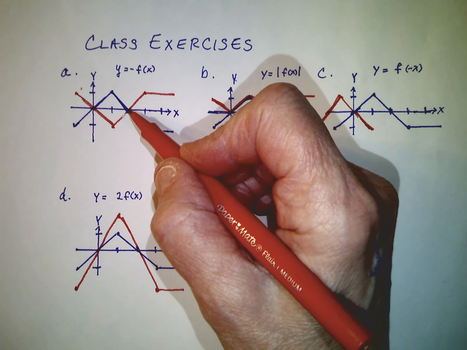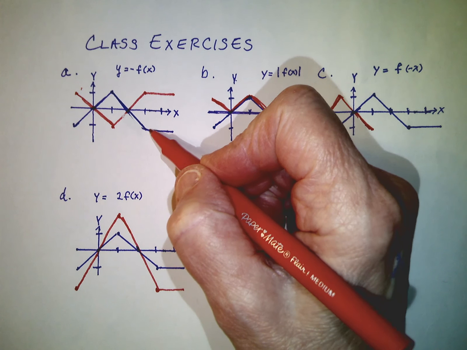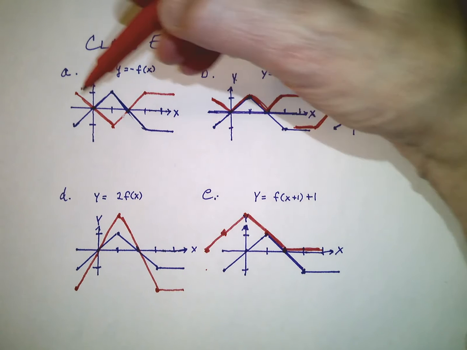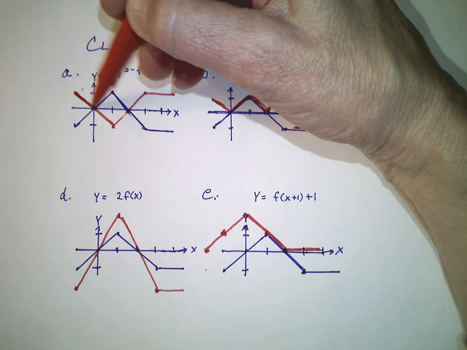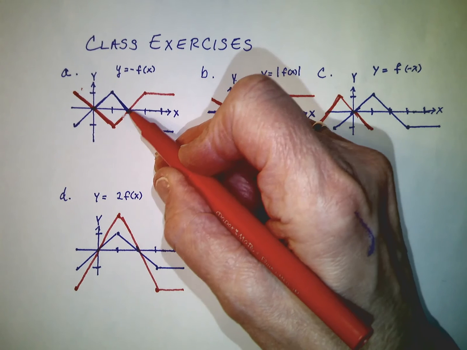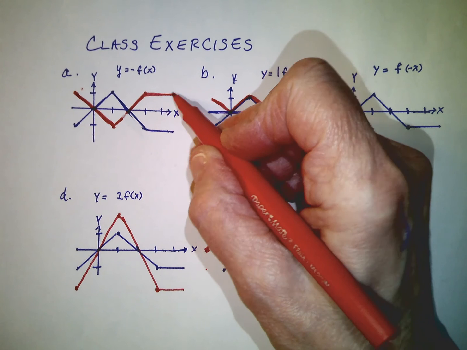Again, opposite of 0 is 0. The original y value here was negative 1. It reflects up and becomes a positive 1. We just reflect it across the x-axis.